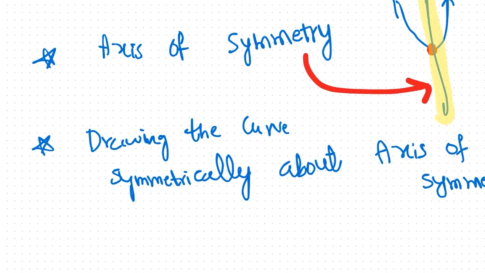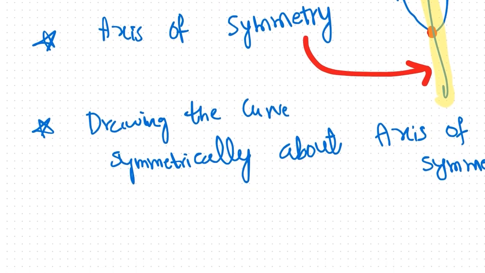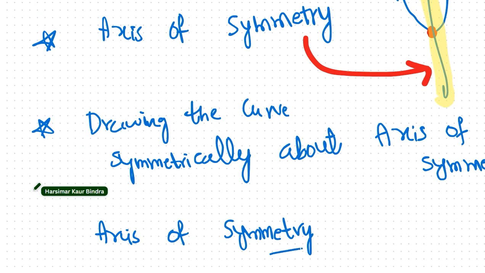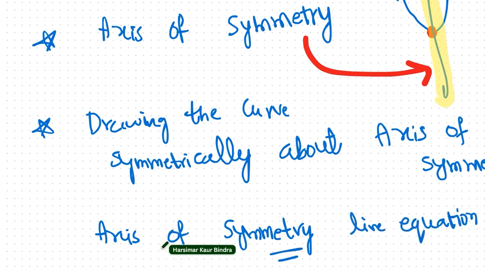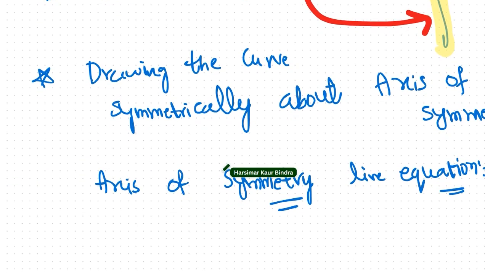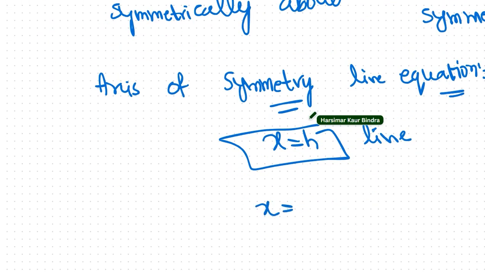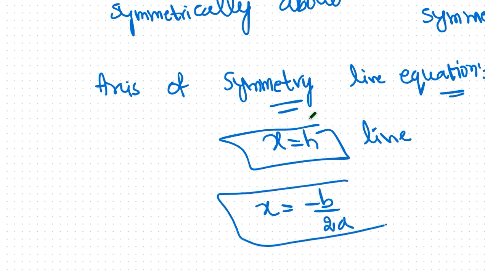So we do have a formula for that. Axis of symmetry, line equation. This is important to remember. The straight line equation is x is equal to h. Let's say it like that. This is a vertical line. The h value you also know, minus b by 2a. So x is equal to minus b by 2a line.